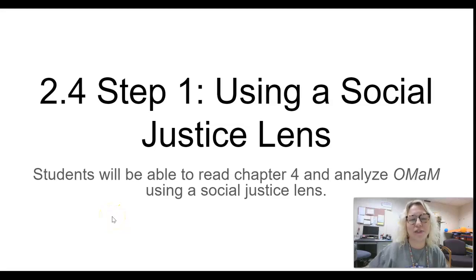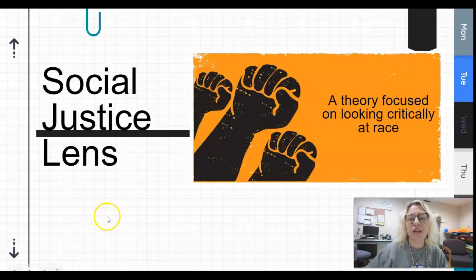Hey guys, it's 2.4, step 1, using a social justice lens. Our learning objective for this lesson: students will be able to read chapter 4 and analyze Of Mice and Men using a social justice lens. Let's get started. First of all, social justice lens is a theory focused on looking critically at race.